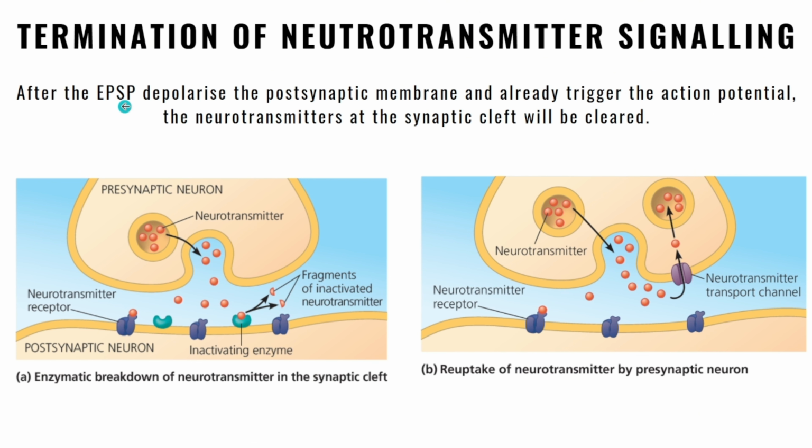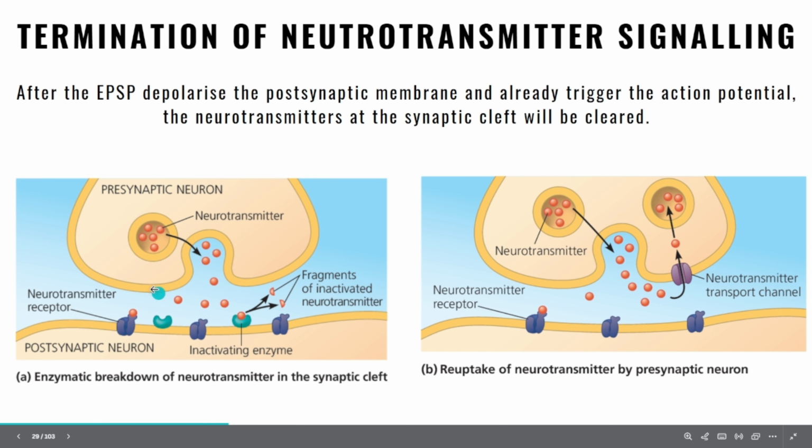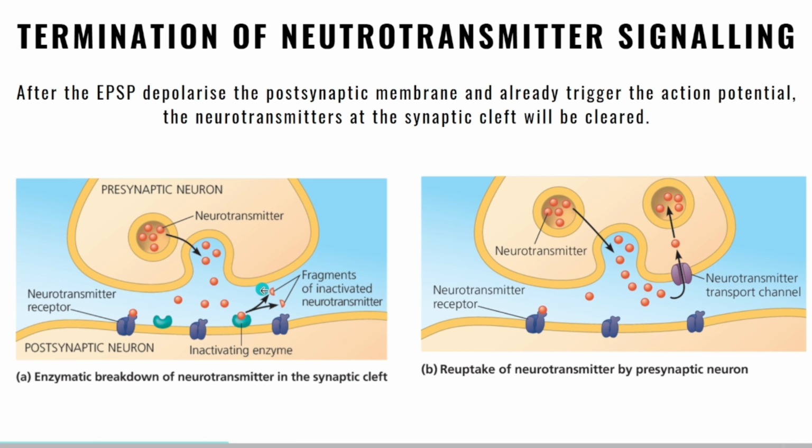So after the EPSP has depolarized the postsynaptic membrane and already triggered the action potential, the neurotransmitter at the synaptic cleft needs to be cleared. Because you need to know that the neurotransmitter remains there. They cannot go back easily, because the synaptic cleft is not the cytoplasm region, it is the extracellular fluid region, on the outside. So this neurotransmitter needs to be cleared.